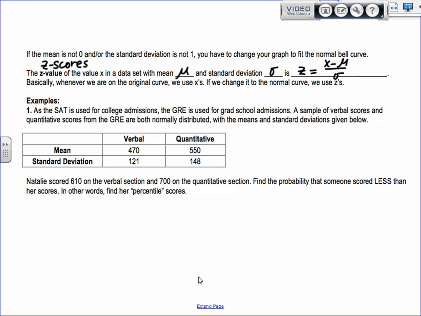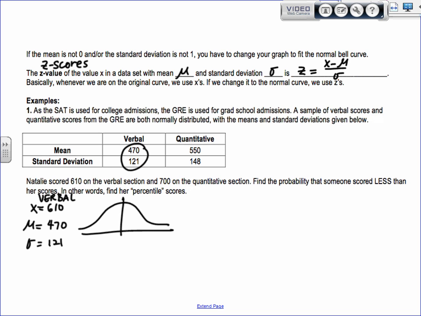All right, so we have x equals 610. This is for verbal. We'll do verbal first. Our mean for the verbal is right there, 470, and our standard deviation is 121. If I was drawing out the curve, the mean is at 470, so she's on the right side of the curve, right? That's good. She scored better than average. We want to find the percentile, the percent of people who scored less than her.